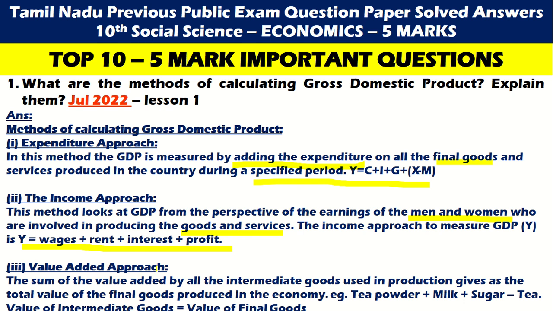Value added approach. The sum of the value added by all the intermediate goods used in production gives us the total value of the finished goods produced in the economy, for example tea powder, milk, sugar, tea. Value of intermediate goods is equal to value of final goods. Understand this well. This is the answer to the first question. There are three approaches: expenditure approach, income approach and value added approach. Please make a note of this and read accordingly, my dear children.